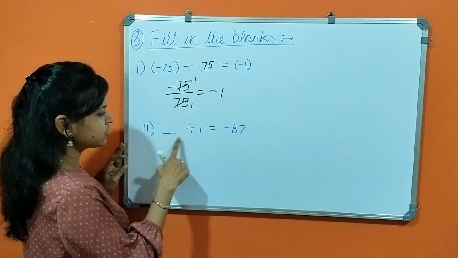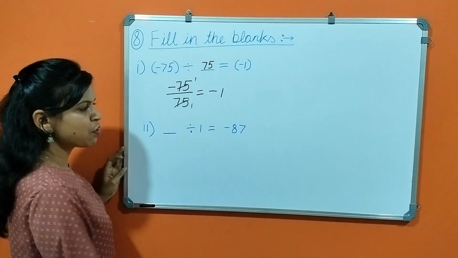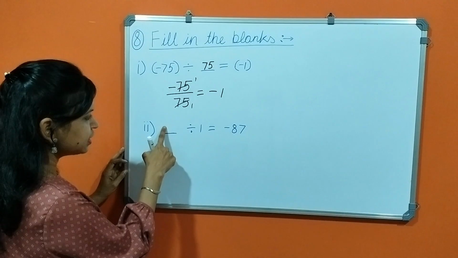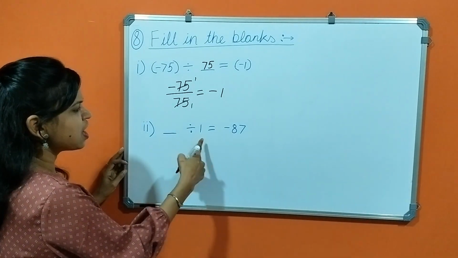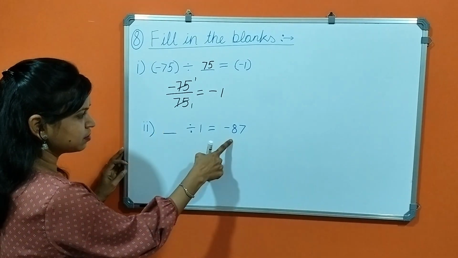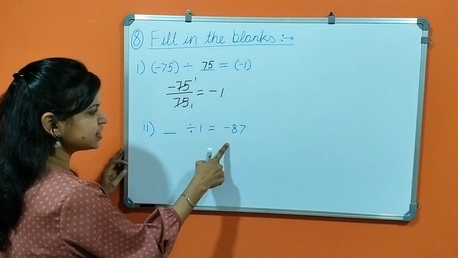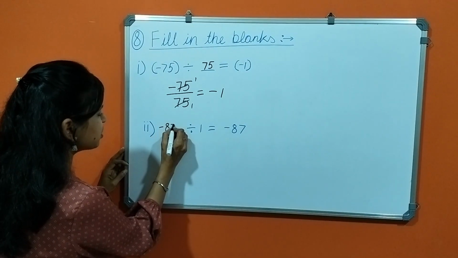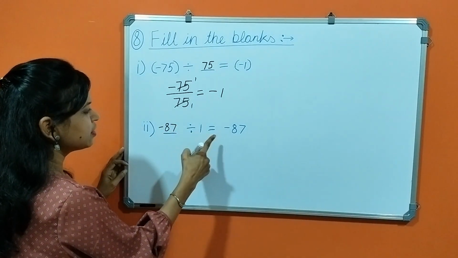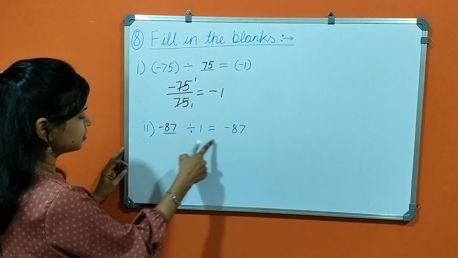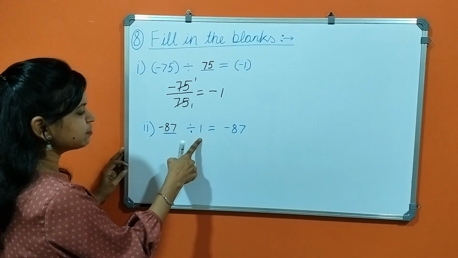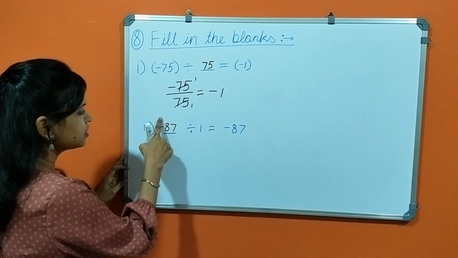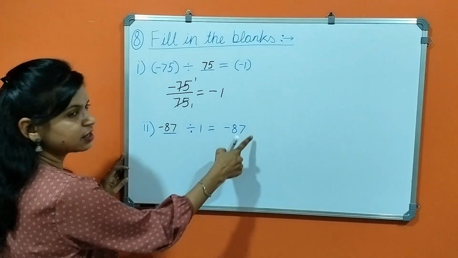Next, blank divided by 1 is equal to -87. Whenever we divide any number by 1, the answer will be the same number. So the answer is -87, which means here it is -87. The same number will be there. Then only we can get the same answer. Okay, -87 divided by 1. We are dividing it by 1. So our question and answer will be the same.